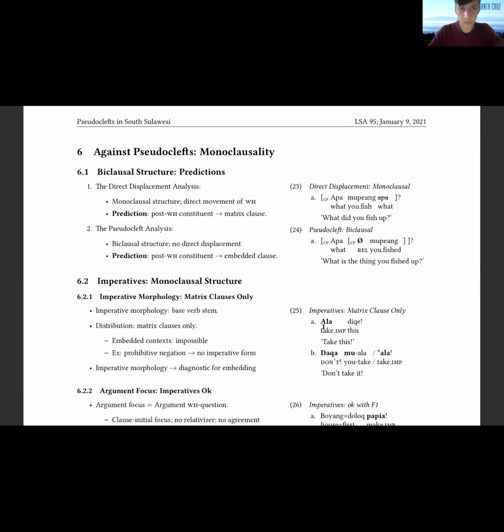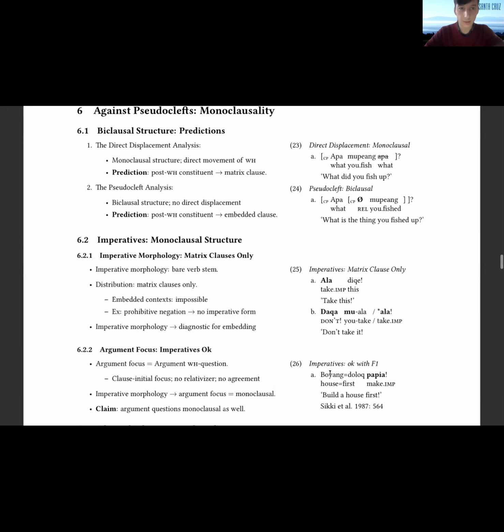Now you can't try imperatives in WH questions, but recall that argument focus and argument WH questions look similar. So here's a prediction. If argument focus constructions are pseudoclefts and are biclausal, the verb in an argument focus construction should not be able to be an imperative, right? If an argument focus construction is a pseudocleft, there should be a free relative, and so the verb that we see should be embedded and should not be able to be an imperative.